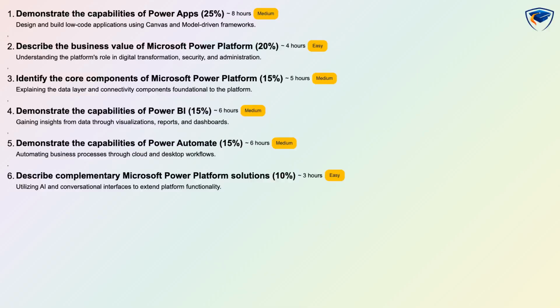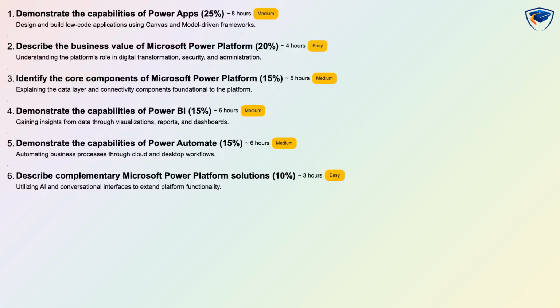Overview of the syllabus and domain weights. Demonstrate the capabilities of Power Apps, 25%. Describe the business value of Microsoft Power Platform, 20%. Identify the core components of Microsoft Power Platform, 15%. Demonstrate the capabilities of Power BI, 15%. Demonstrate the capabilities of Power Automate, 15%, and describe complementary Microsoft Power Platform solutions, 10%.